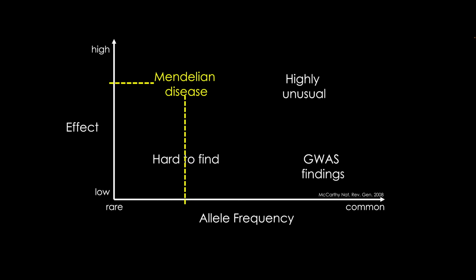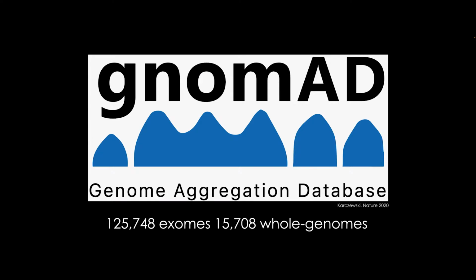Therefore, if we can assign an allele frequency to every variant in a patient, then we can ignore all of those variants that are more common than their disease. With a database as large as gnomAD, that means we can reduce the number of variants that we must consider by 2 orders of magnitude.